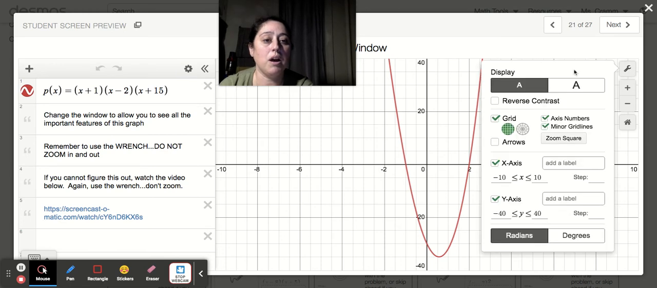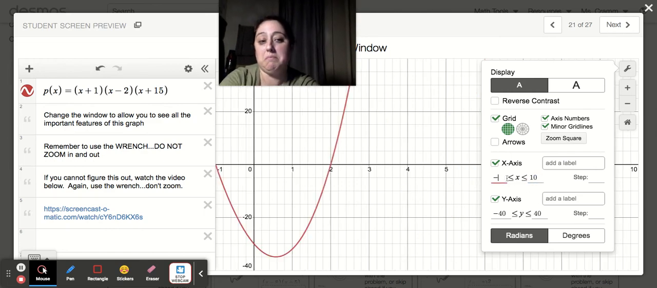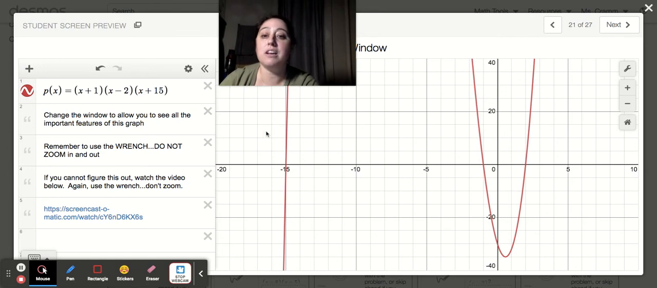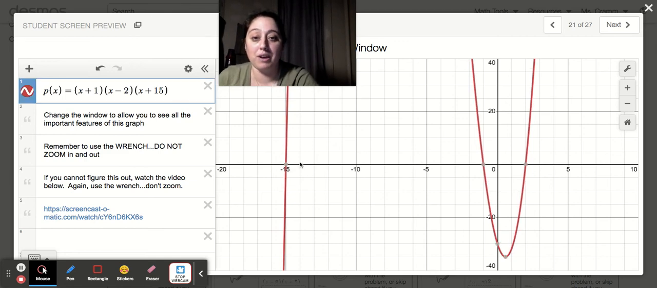All right. So here on my x-axis, it goes from -10 to +10. As you see, we're at -10, and then over here, +10. So I'm going to change this to like -20. Great. As soon as I do this, look, the x-axis goes to -20, and now I can see all three. So here's 1, 2, 3 x-intercepts.